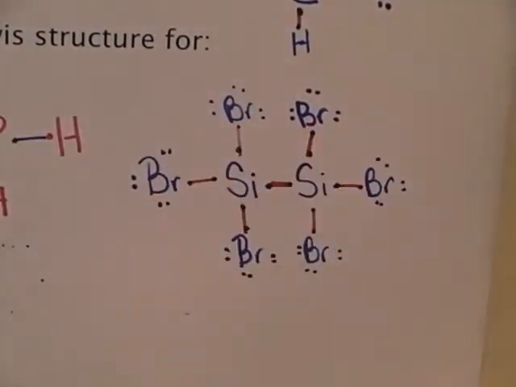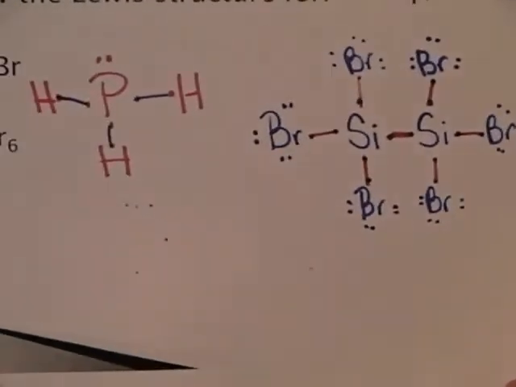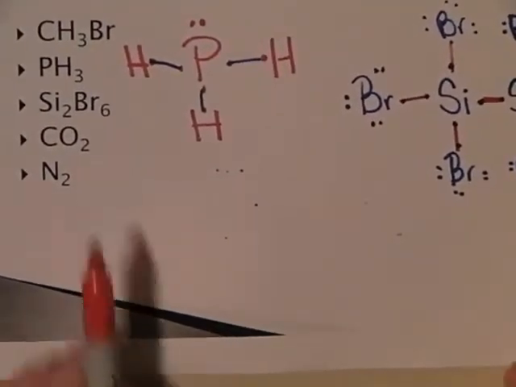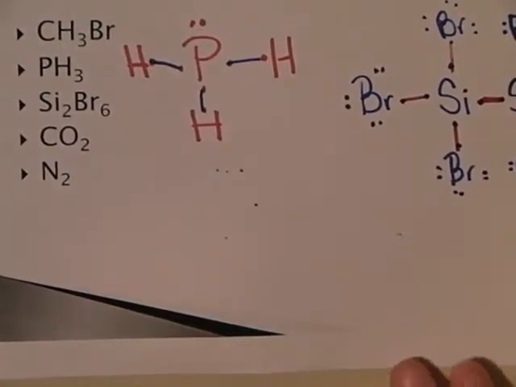Si2Br6, all single bonds. Everybody's happy. Good. Hopefully you're catching on and this is becoming a little bit simpler. We actually might have enough room to do all of these on here. Next one, CO2. 1 carbon, 2 oxygens.